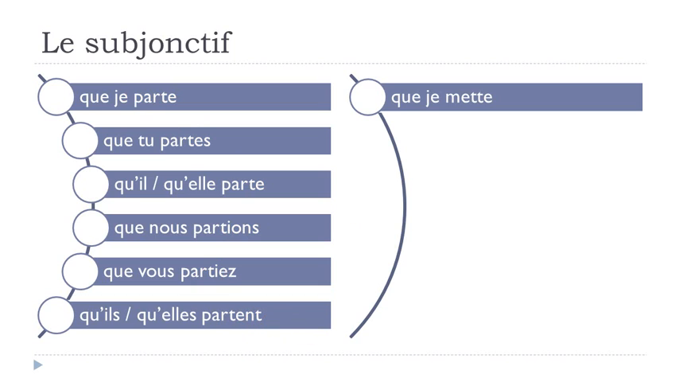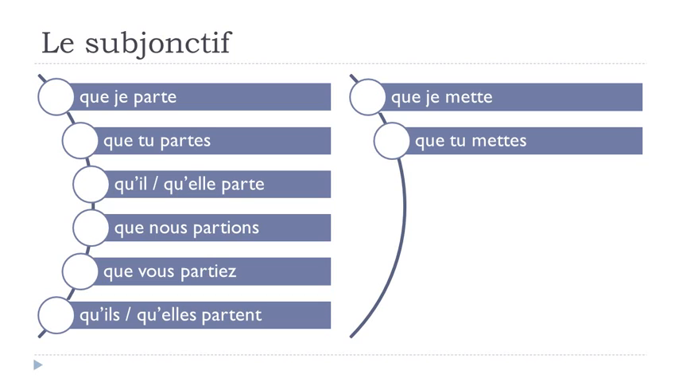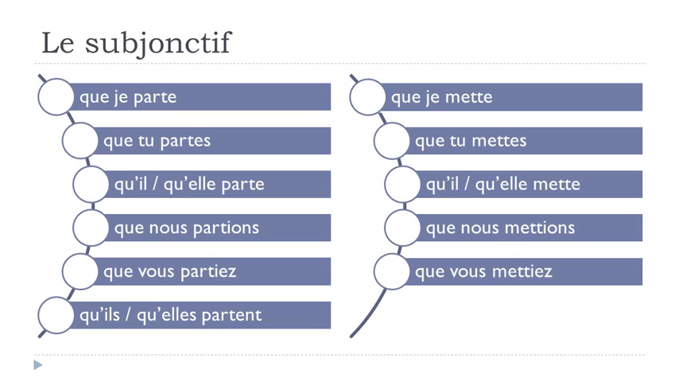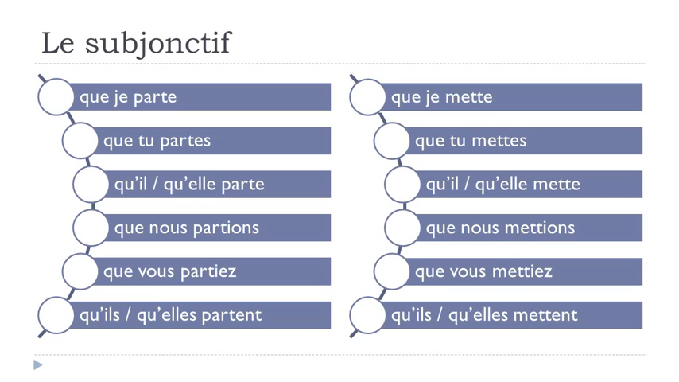Let's take another example. The verb mettre, to put: que je mette, que tu mettes, qu'il mette, qu'elle mette, que nous mettions, que vous mettiez, qu'ils mettent, qu'elle mette. So you can see that for these verbs, it's exactly the same thing. The first part will stay the same. You just need to put the endings according to what we saw previously: es, ions, iez, ent.